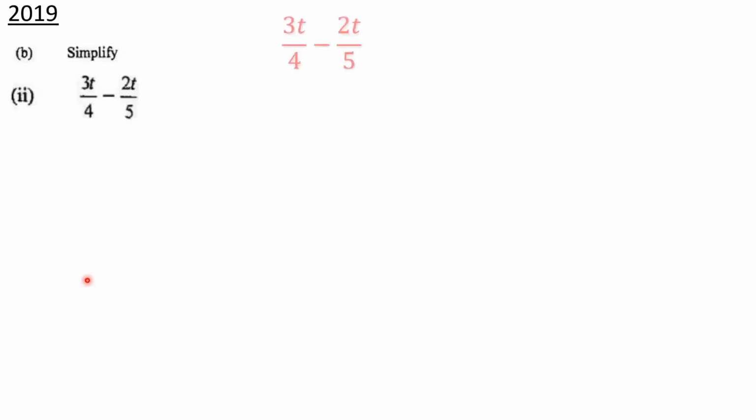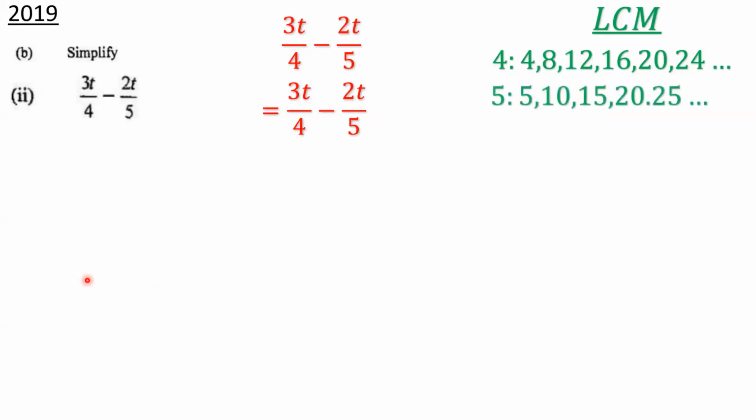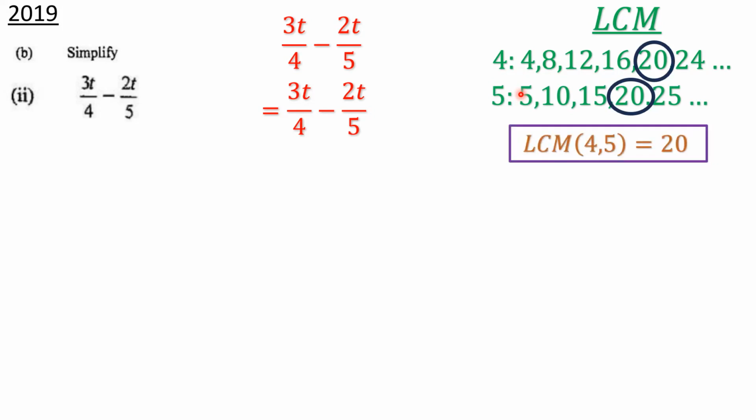Okay, now we have another two fractions that, in this case, we have to subtract. So the first thing that we're going to do is find the lowest common multiple of 4 and 5. We list the multiples of 4 and list the multiples of 5. Indeed, the lowest common multiple of 4 and 5 is 20. So we're going to say, okay, well, what times 4 gives us 20? Well, 4 times 5 is 20, so we're going to multiply the top by 5 and the bottom by 5.